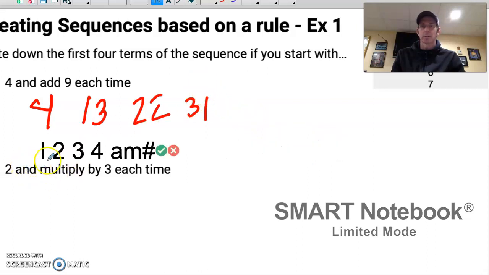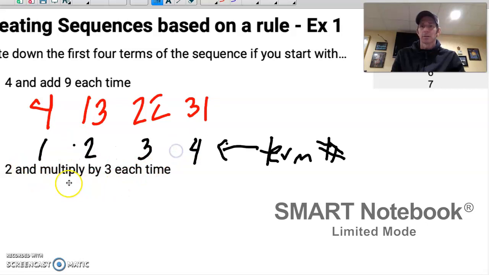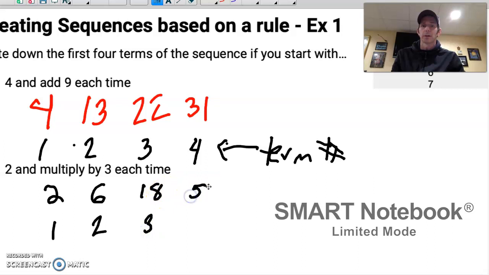Similarly, we start with 2 and we will multiply by 3 each time. So the first term would be a 2. If I multiply by 3, I would get 6. That would be my second term. If I multiplied that by 3, I'd get 18. That would be my third term. And if I multiplied that by 3, I would get 54. And that would be my fourth term.